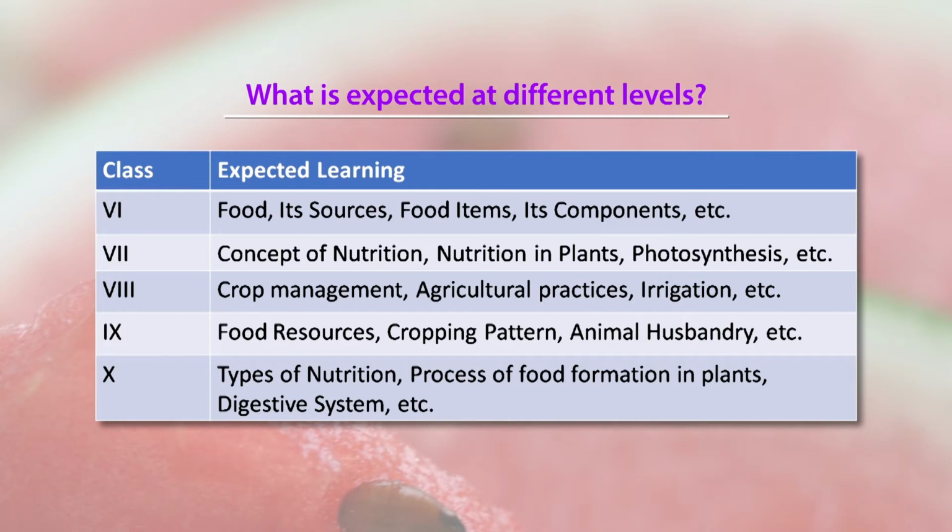Then if it is crops, how are crops being managed? What are the different agricultural practices? What are the irrigation systems available in the country? What are the different food resources, animal resources as well as plant resources? What is the cropping pattern which is being followed in different parts of the country? How is animal husbandry helping to get food?